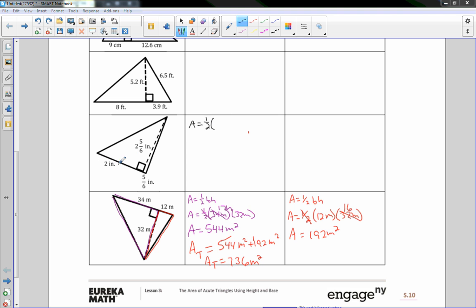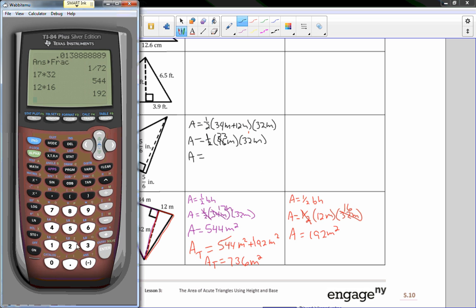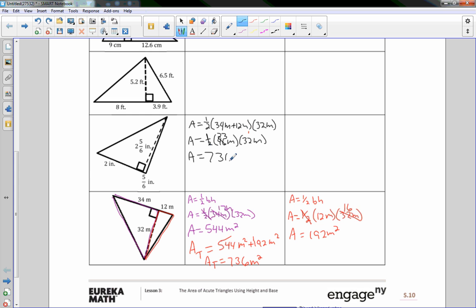Okay, my base now is, I'm sorry, I'm doing this one here. 34 meters plus 12 meters. I'm just going to write it. 34 meters plus 12 meters times the height, which is 32 meters. So when I do this calculation, I'm going to get 1/2 34 plus 12 is 46 meters times 32 meters. And I like to reduce the bigger number of the two, and half of 46 is 23, so the half is gone. So now I'm just going to multiply 23 times 32 using my calculator. 23 times 32 equals 736 meters squared, and that matches the area of the two pieces separated.